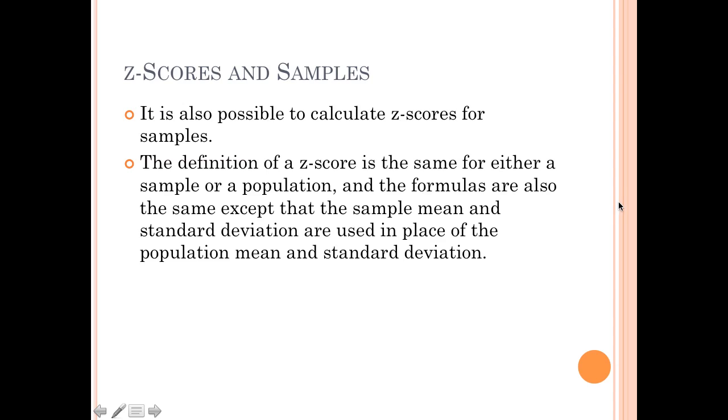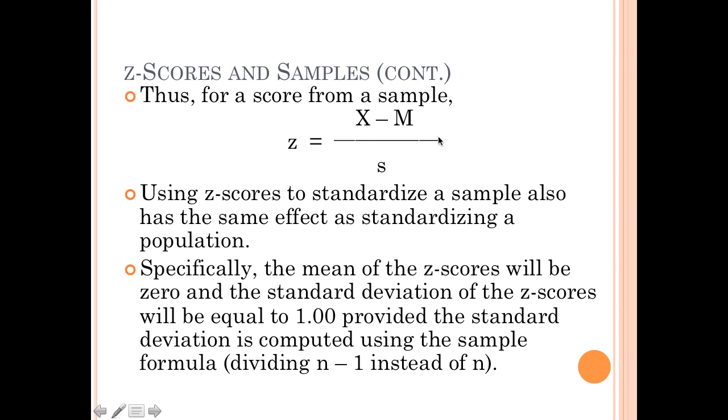It's also possible to calculate z-scores for samples. So the definition of a z-score is the same for either a sample or population, and the formulas are also the same except that the sample mean and standard deviation are used in place of the population mean and standard deviation. So here you have S for the sample standard deviation instead of sigma, and here you have the sample mean instead of mu, the population mean.